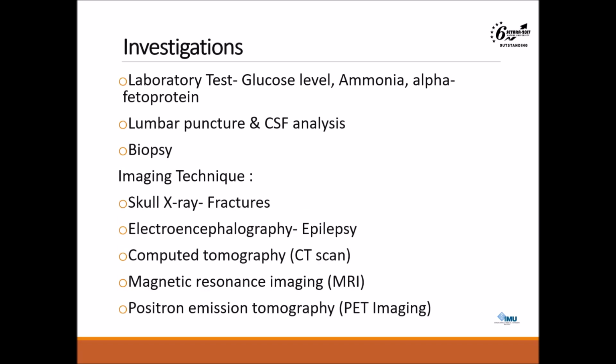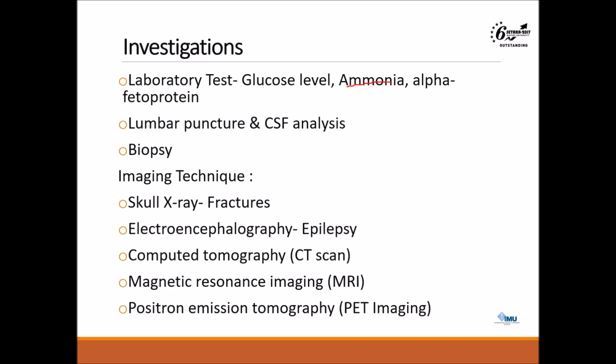To investigate central nervous system disorders, we can do a variety of tests, like laboratory tests, lumbar puncture and CSF analysis, biopsies, and imaging techniques. In laboratory tests, for metabolic disease like hypoglycemia, we can measure the glucose level in the patient's blood. If the patient is suspected to have hepatic encephalopathy, we can measure the ammonia level.